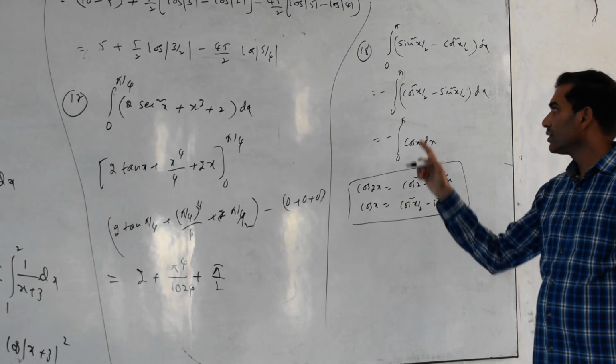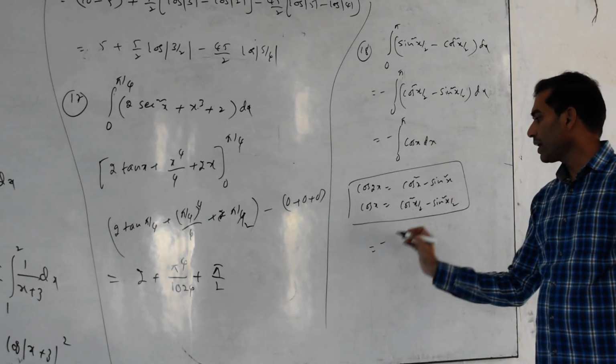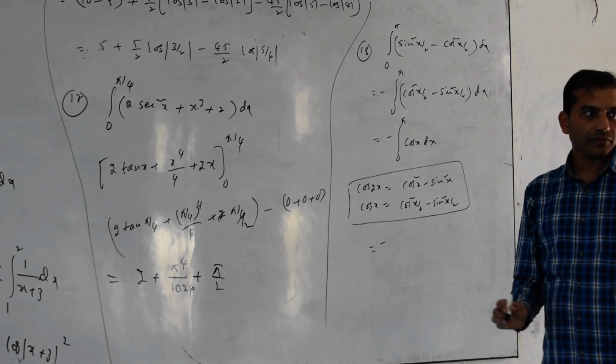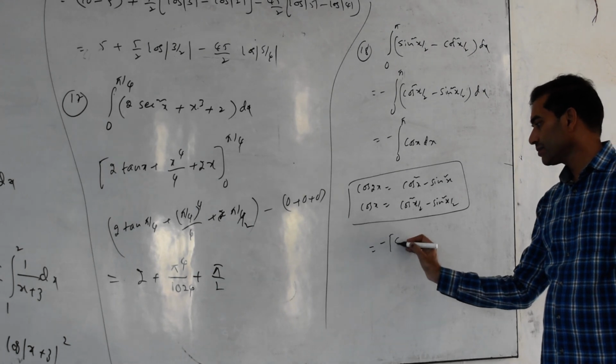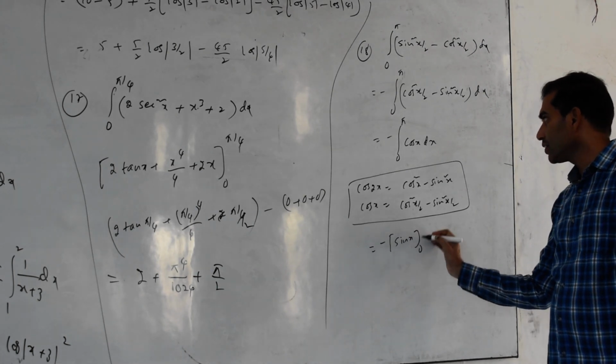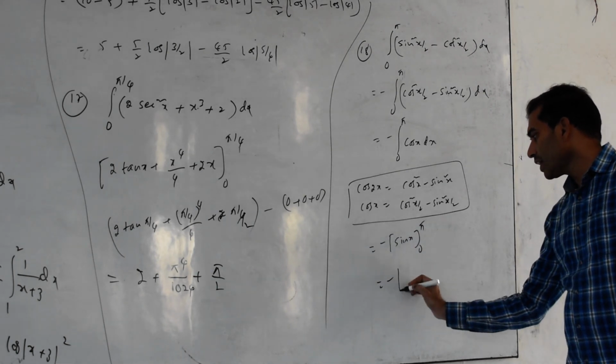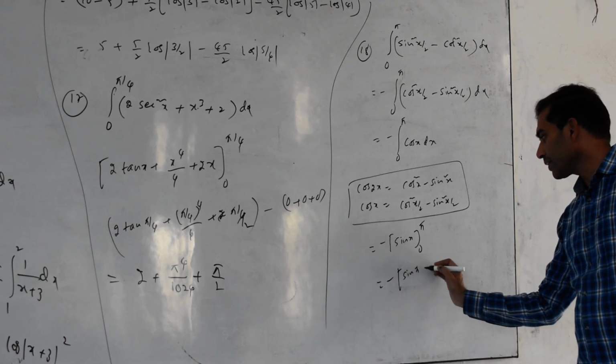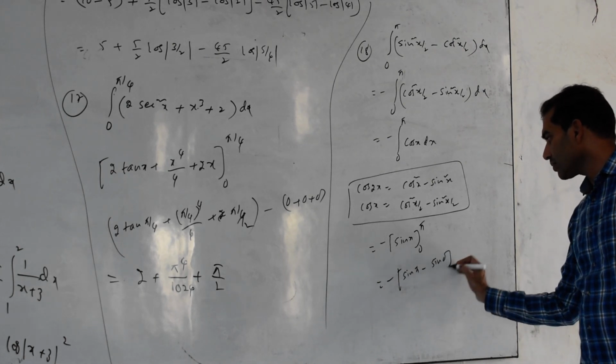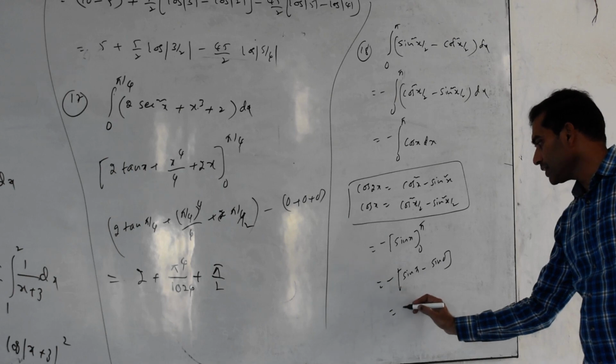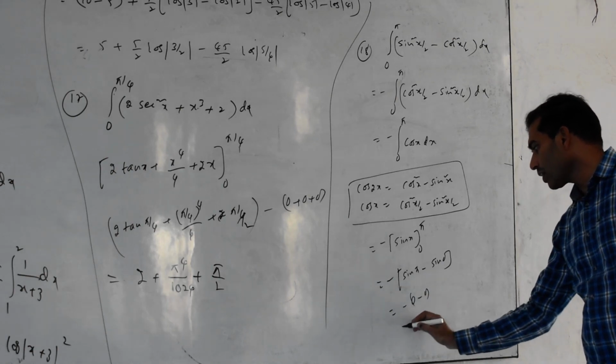Okay, right. Now this is cos x. So minus integration of cos x is sin x, limits 0 to pi. Apply upper limit: sin pi minus sin 0. Sin pi is 0 and sin 0 is 0. The whole answer is 0.